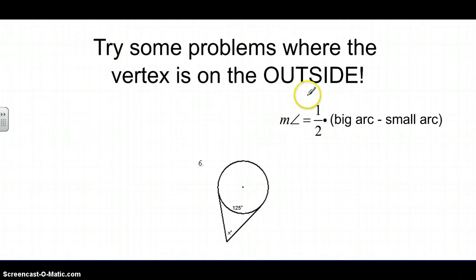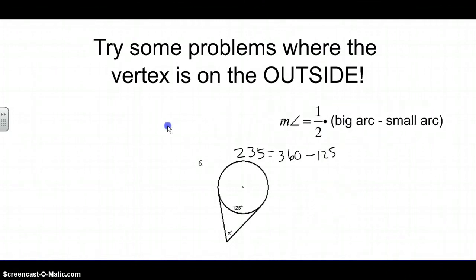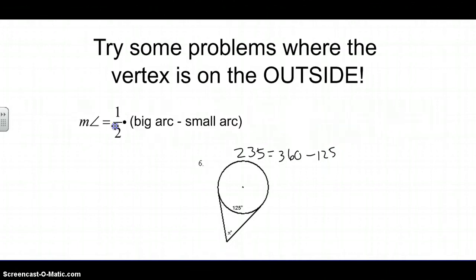So as you can tell, this whole circle is 360 degrees. So my large arc must be 360 minus the smaller arc, which is 235. Again, that was 360 minus the 125. So now I know what the large arc is, and I'm ready to substitute in, and I'm going to move this over so I can see a little bit better. Nothing like changing what side I'm on.